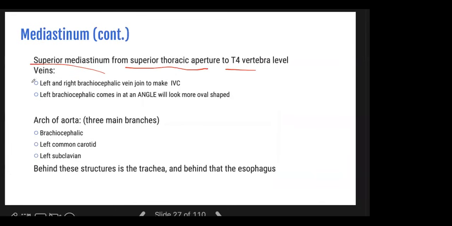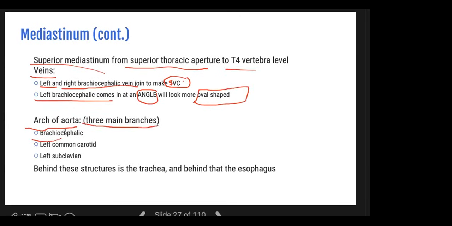And it has veins, which are the left and right brachiocephalic veins, which make up the SVC. Sorry, the SVC. And the left brachiocephalic comes at an angle. This is very significant. This angle is only important when we look at the cross sections, inshallah. You're going to see why it's important, because it's going to look more oval shaped. The arch of aorta is also in the superior mediastinum, and the three main branches.